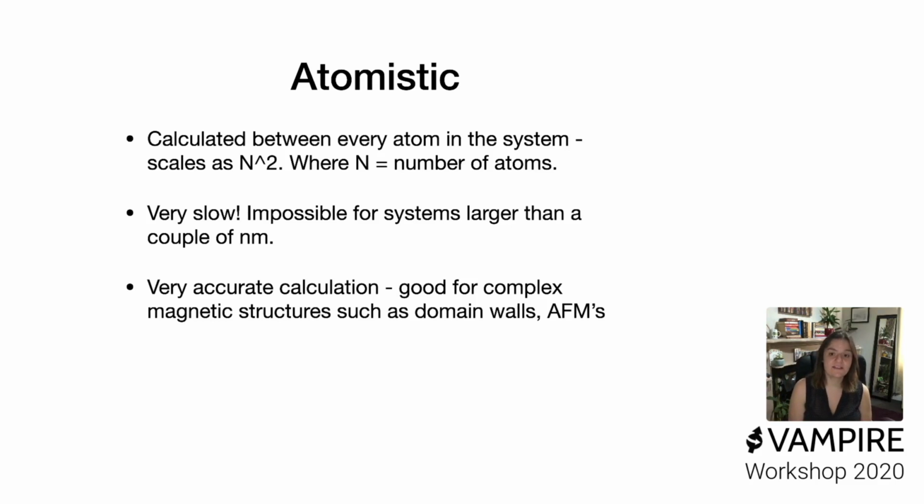It's impossible for systems larger than a couple of nanometers. However, it is really, really accurate. So this means that if you ever want to do something such as a domain wall or an antiferromagnet, these are basically impossible with any of the other methods, unless you have a really wide domain wall width. Then you have to use the atomistic.